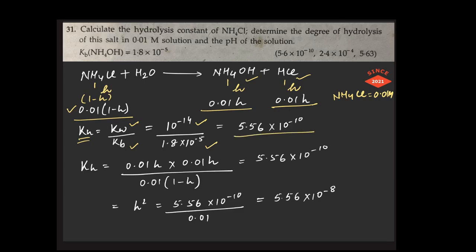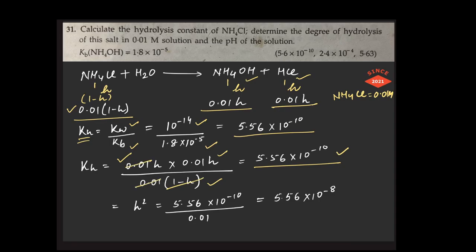Value of Kh is also equal to concentration of NH4OH multiplied by concentration of HCl divided by concentration of remaining NH4Cl. Okay? So putting the values, you get an equation: 0.01h multiplied by 0.01h divided by 0.01 multiplied by 1 minus h is equal to 5.56 into 10 to the power minus 10. This value of Kh is obtained applying the formula Kw by Kb, right? Now 1 minus h is neglected in the denominator, 0.01 and 0.01 is cancelled.